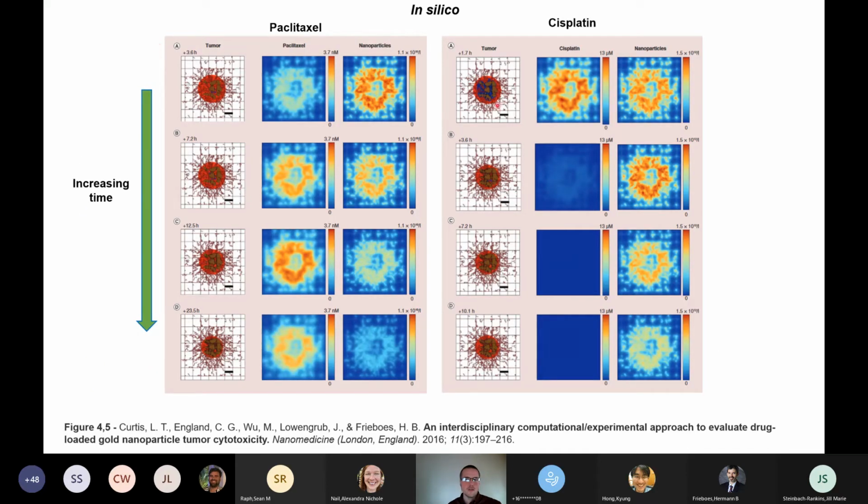These representative images of simulation results show the spatial distribution of nanoparticles and drug within the domain of a vascularized lesion over a 24-hour period after the initialization of treatment. Paclitaxel on the left has a relatively slow release rate and continues to increase in concentration over 12.5 hours, while cisplatin has a much faster release rate and a much faster decay. As a result, the paclitaxel-loaded nanoparticles were a more efficacious therapy.